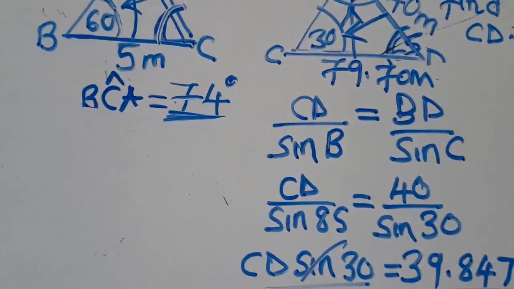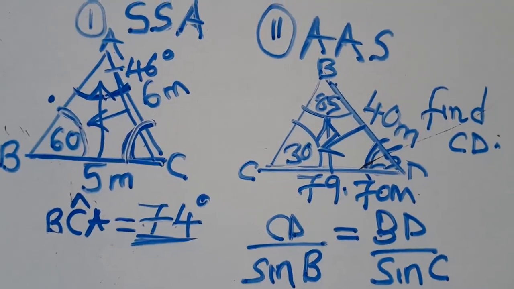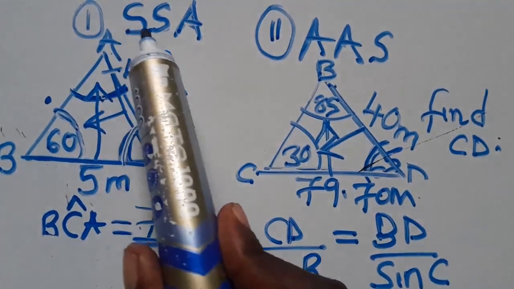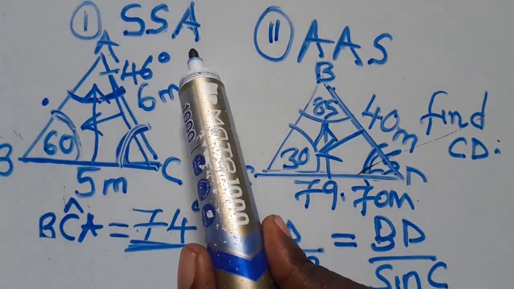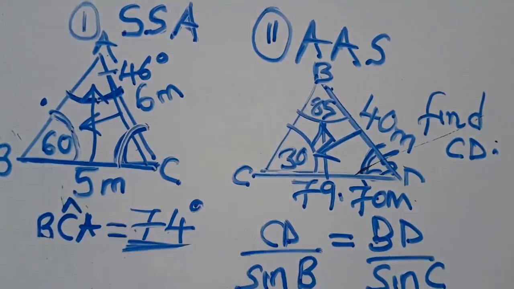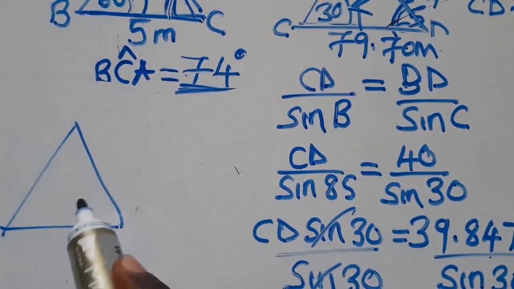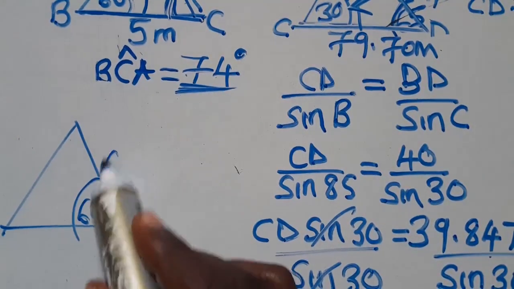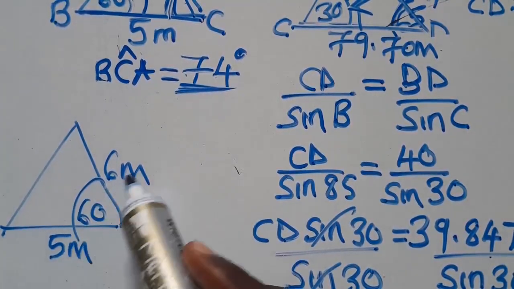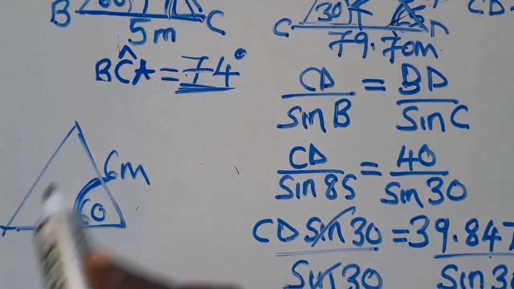So to summarize what we've covered so far, when do we use the sine law? When you are given two sides and one angle, you need to make sure that the two sides are not putting the angle in the middle. When you've got something like this, where you're given 60 degrees, here 6 meters, and here 5 meters, these two sides are putting the given angle in the middle.